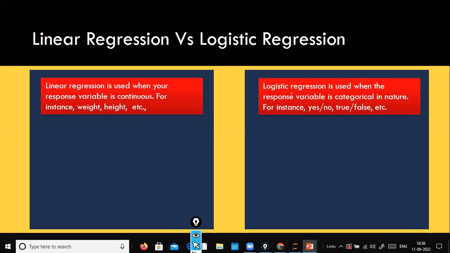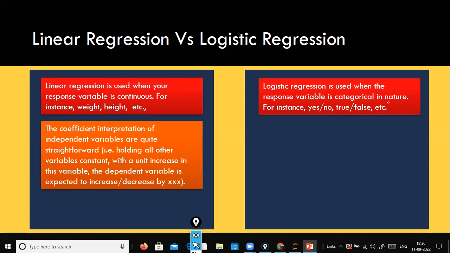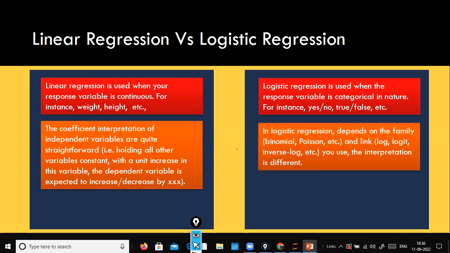In the case of logistic regression, the target variable, the dependent variable, is categorical. You want to predict either yes or no, true or false. In the case of multinomial logistic regression, you will have more than two classes. And in the case of ordinal logistic regression, you have ordered target outcomes. Apart from this, among other differences, in the case of linear regression the coefficient interpretation is different, and in the case of logistic regression the coefficient interpretation is different.